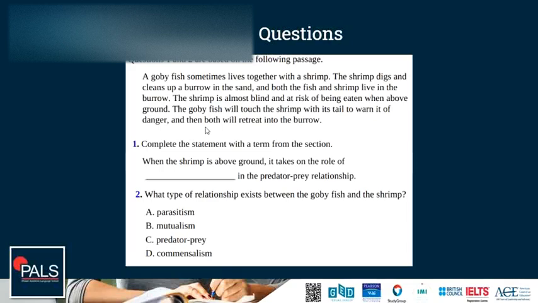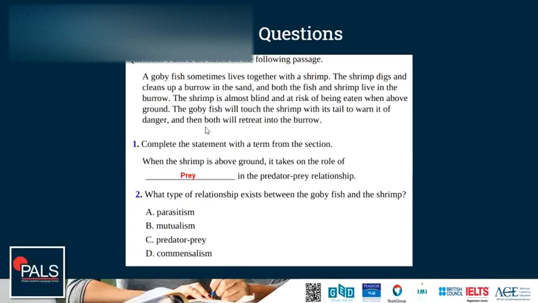Complete the statement with a term from the section. When the shrimp is above ground, it takes on the role of what? The predator or prey in this relationship? The correct answer is the prey.